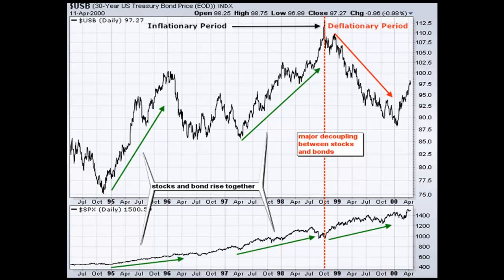Okay, so what does that look like and translate into a chart? Well, what we're looking at here, the higher chart on the upper half of this depiction is the 30-year Treasury bond, and the lower portion is the S&P 500 cash index. You can see during inflationary periods that the bond market and stocks rally together until we get to the late part of 1998 in the fall, where there was a major decoupling between stocks and bonds, and we entered into a deflationary period. We can still see that stocks rallied, but the bond market was now trending lower. So there was an inversion.